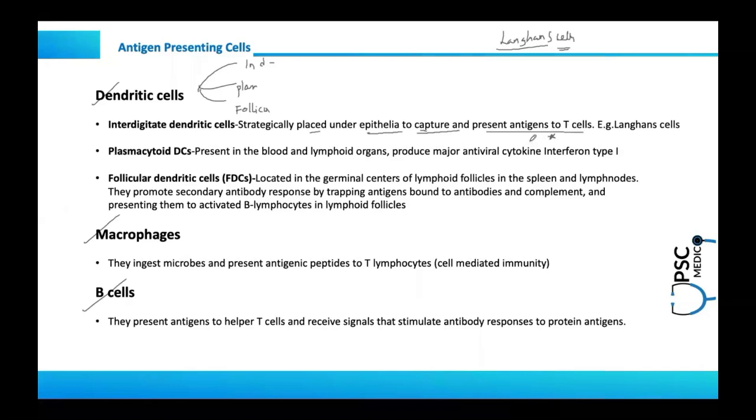They are strategically placed under the epithelia of the body to capture and present antigens to T cells. So these are antigen presenting cells, and they are present below the epithelial layer, with dendritic processes. Whenever there is a foreign antigen, they quickly recognize it. We call them Langerhans cells, and they present it to the T cell.